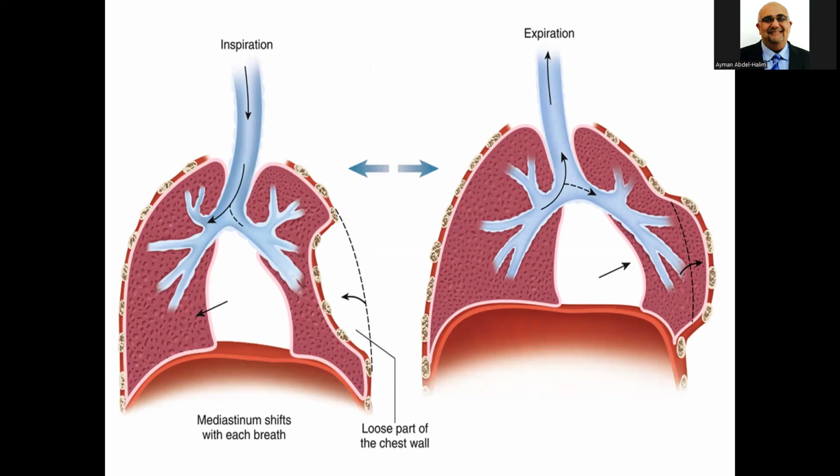This is a picture explaining what flail chest means. As you can see, in inspiration, the broken segment goes inside, okay? And in expiration, it goes outside. But it's not moving in coordination with the rest of the chest wall. And this will lead to inefficient breathing.